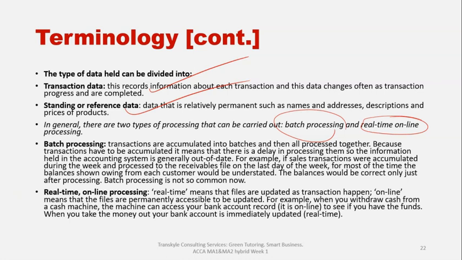Because transactions have to be accumulated, it means that there is a delay in processing them, so the information held in the accounting system is generally out of date. For example, if sales transactions were accumulated during the week and processed to the receivables file on the last day of the week, for most of the time the balance shown owing from each customer would be understated. The balances would be correct only just after processing.